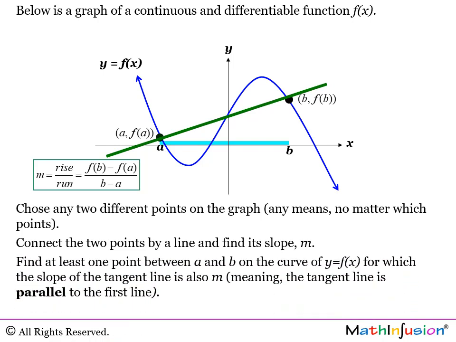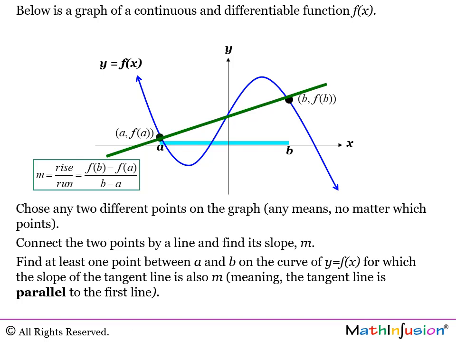Now we would like to find at least one point between a and b on the curve of y equals f(x), for which the slope of the tangent line is also m. It means that the tangent line is parallel to the first line.